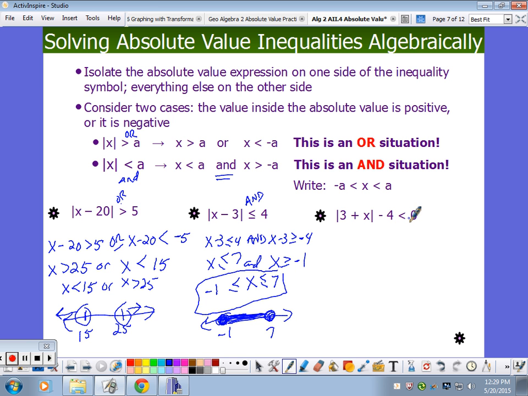Like for example, this one, move it over first, and I'm going to change this to x plus 3 just because I like it better that way. You don't have to. Now make a decision. So now I've isolated my absolute value, everything else on the right. What do I have, a less than? So what's that? That's an and situation. Okay? So this one's going to be x plus 3 less than 4, and x plus 3, turn the symbol and negate this.